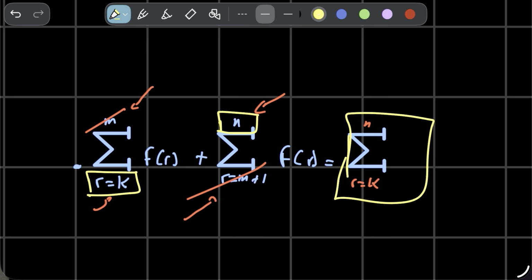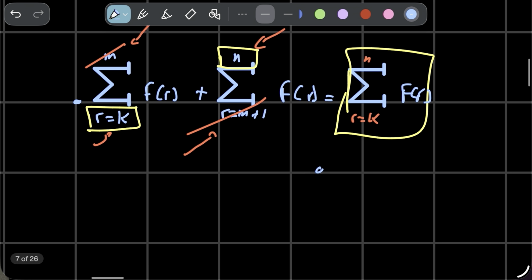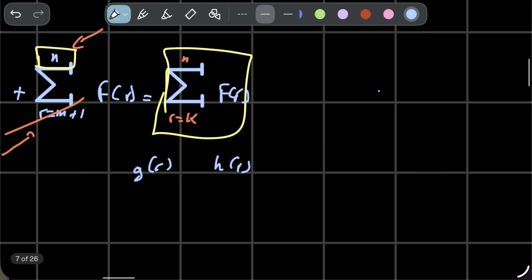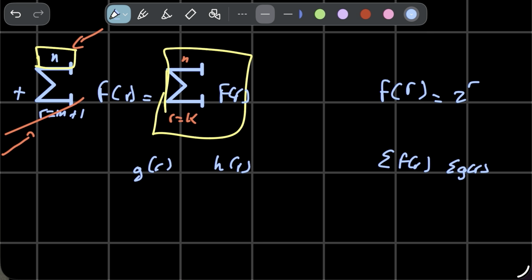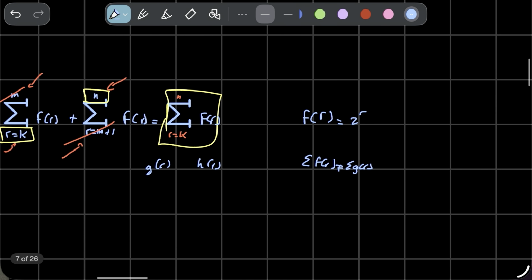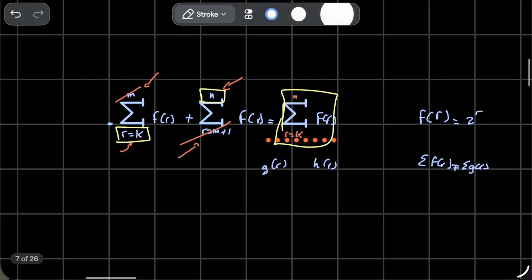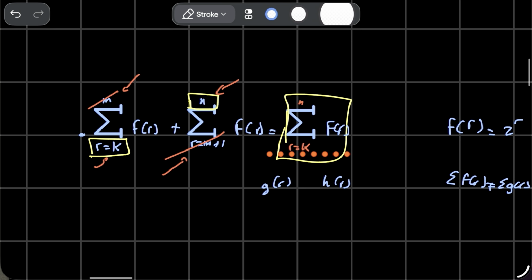Of course, we have to have the same fr, the same function. You can't have gr, you can't have hr. Like if fr was 2 to the power of r, we cannot say that we can apply this to sigma of fr and another sigma of gr. This is impossible and irrelevant. So this was the main rule that was used, and thank you.